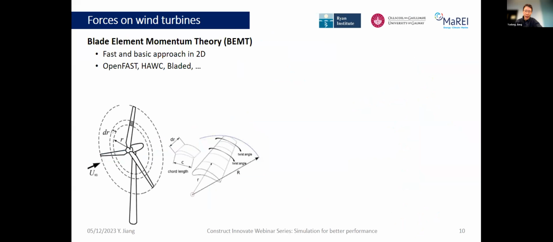And since the forces on a turbine are very complex, we usually use software to analyze the forces on the turbine. The first, very commonly used method is the blade element momentum theory, which is a fast and basic approach performed in two-dimensional space. And you can use many software packages like OpenFAST, HAWC, and Bladed to analyze the forces on a wind turbine using this BEM theory.